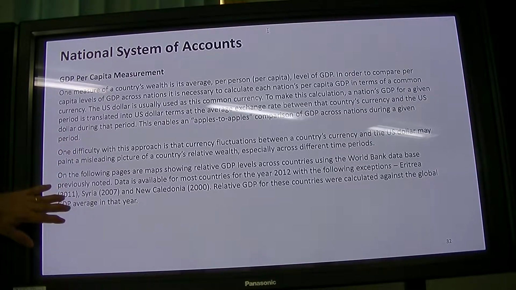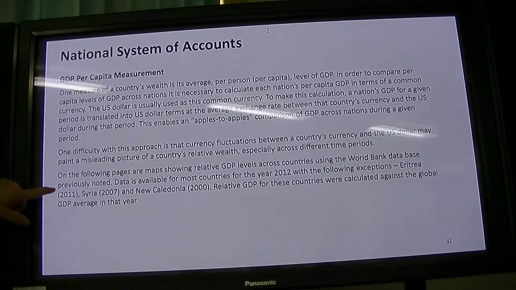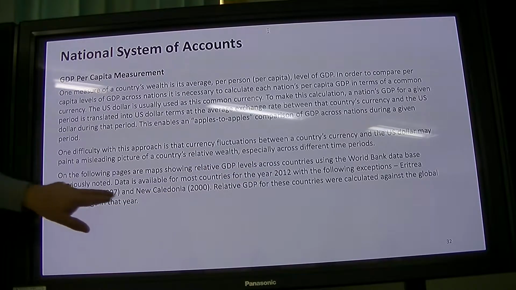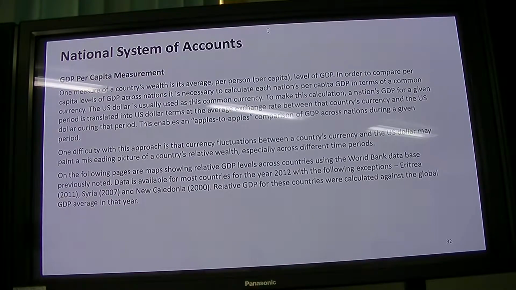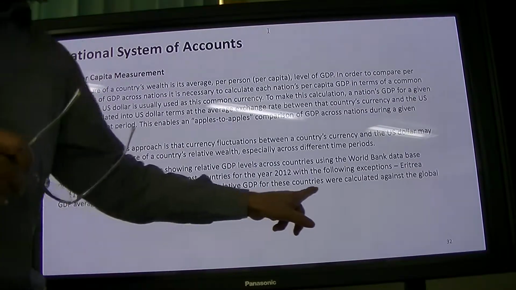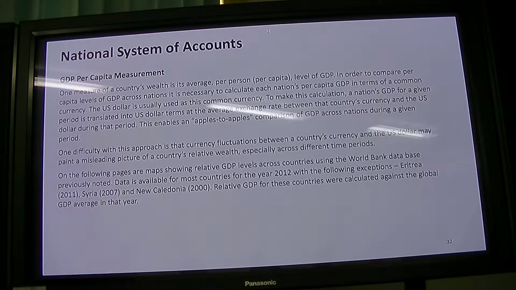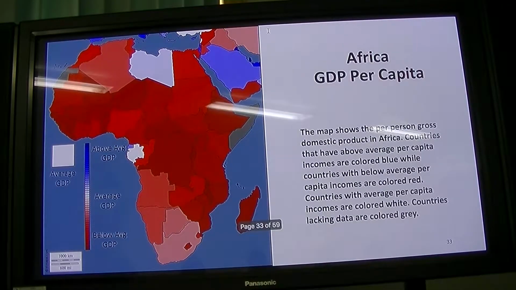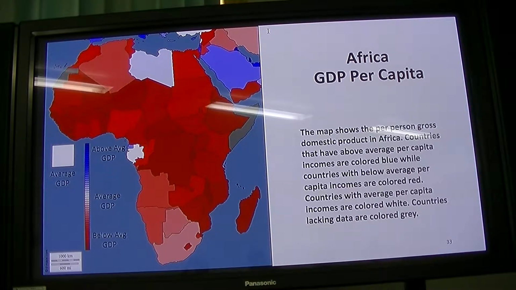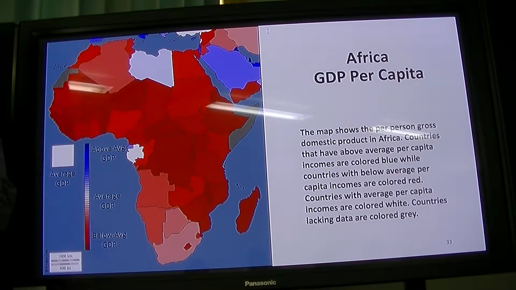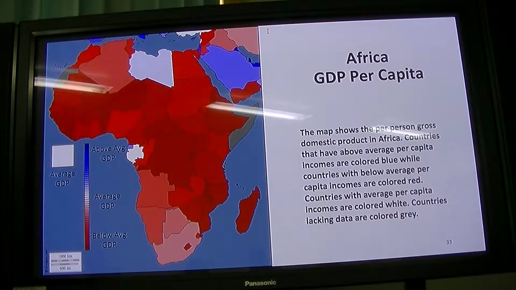I've taken these figures from the World Bank, for the year 2012 with a few exceptions that are noted here. The relative GDP was calculated against the global GDP average. So that's where these maps come from. We'll start out with Africa, and you can see that red is below average GDP. These are some of the poorest countries in the world.